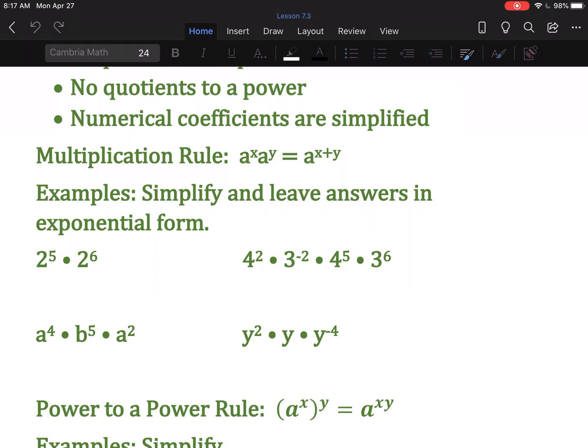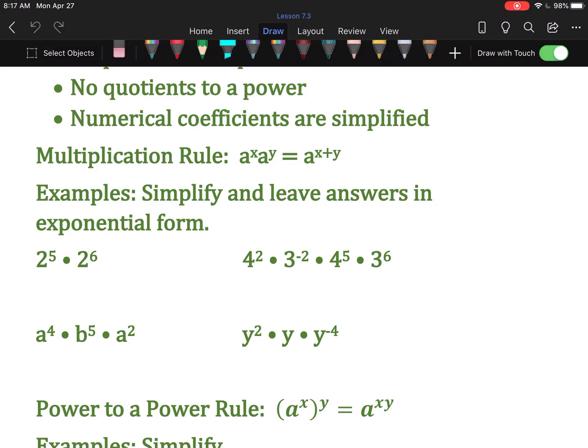So 2 to the 5th times 2 to the 6th. The base here is 2. The exponents are 5 and 6. So I can combine these to 2 to a single power by adding 5 and 6. So 5 plus 6 is 11. The simplified version is 2 to the 11th power.